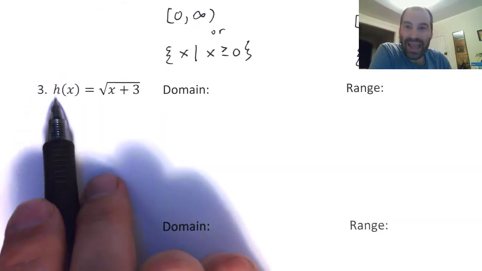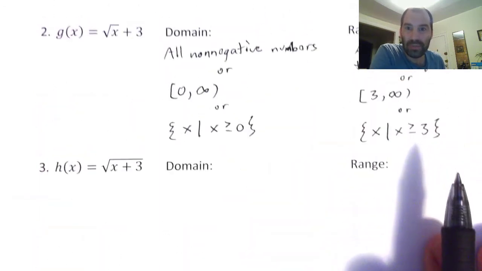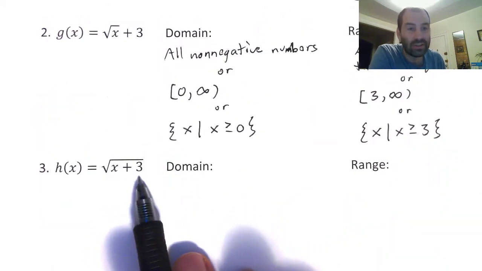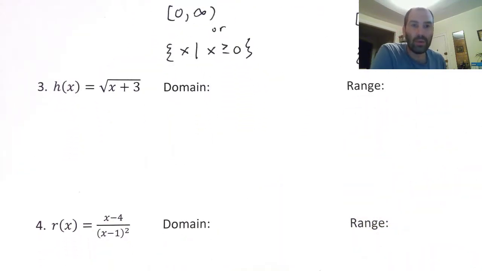The function h is given by the square root of x plus 3. Notice this is different than the last one because the square root includes the plus 3, whereas before it didn't. So this is a different function. Let's see what that changes about things here.